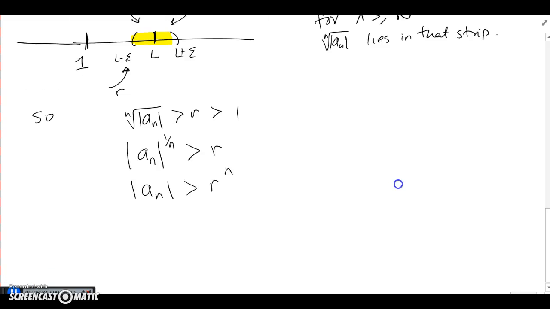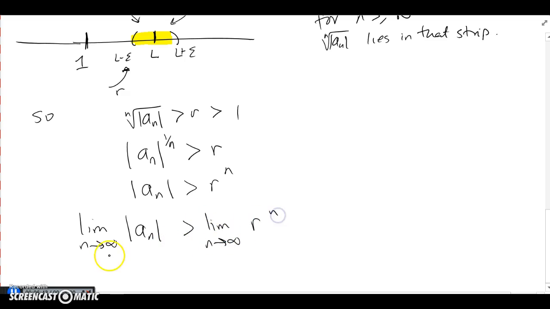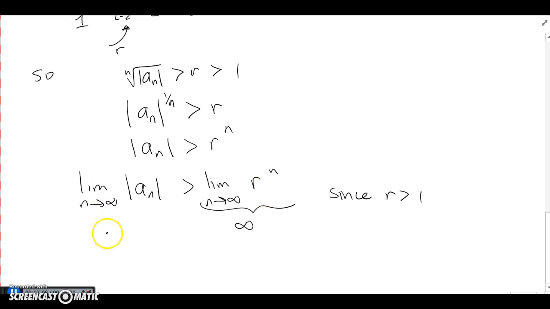Now if I look at the limit of both sides as n goes to infinity, I know that this guy right here has to become infinite, since we had chosen r to be bigger than 1. And remember, we talked about r to the n: when r is bigger than 1, it just blows up and becomes infinite. Well, if that's the case, then I must have that this guy also becomes infinite. So the limit as n goes to infinity of a sub n in absolute value goes to infinity as well.